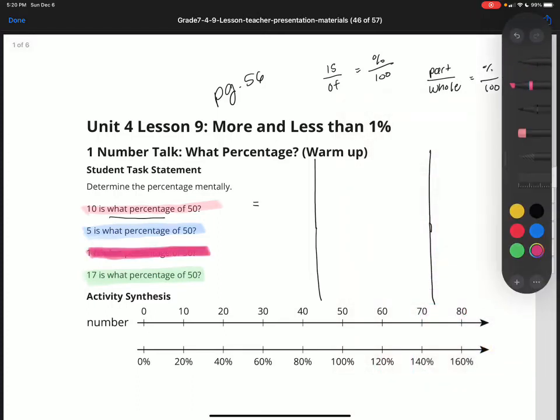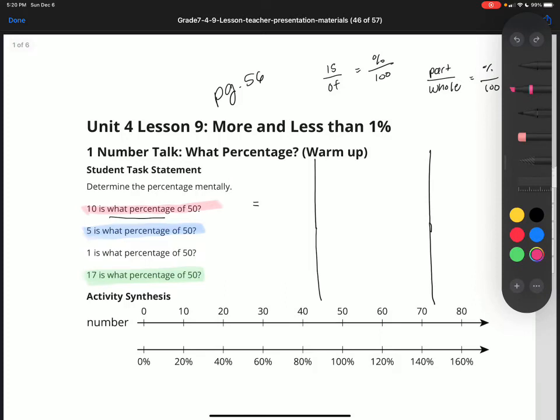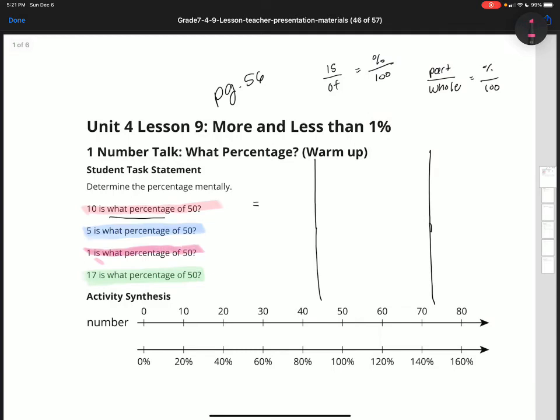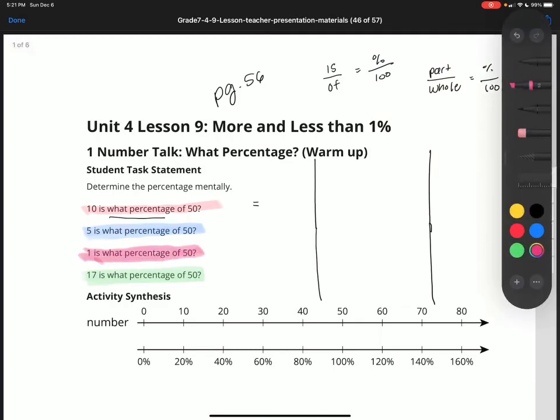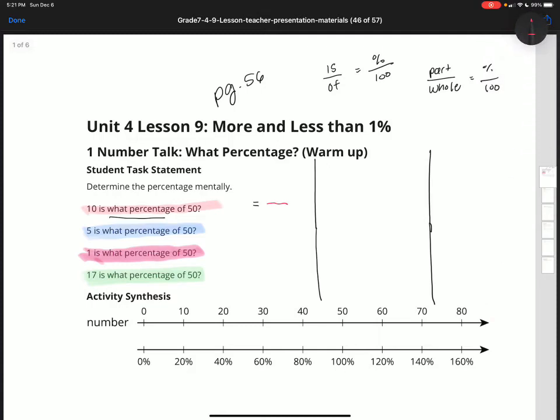I don't want to do purple, but I'm going to do pink. Let's do a darker pink so you guys can see. Ooh, that pink's too dark. I'm sorry about that. There we go. Okay. So let's look at this.